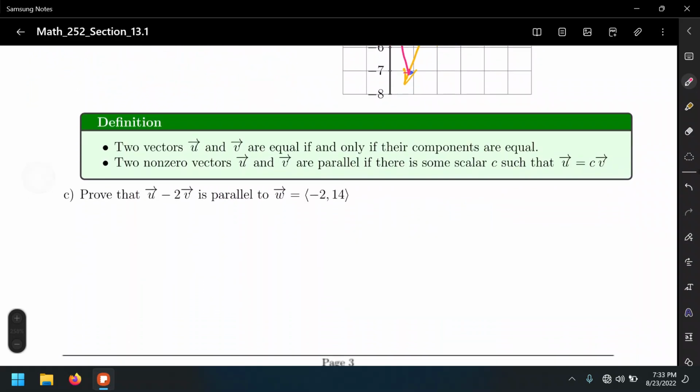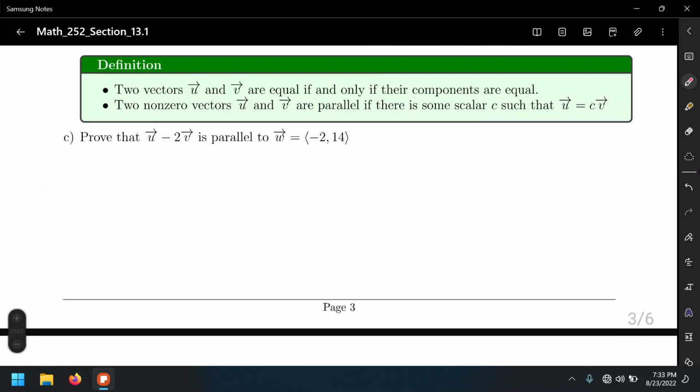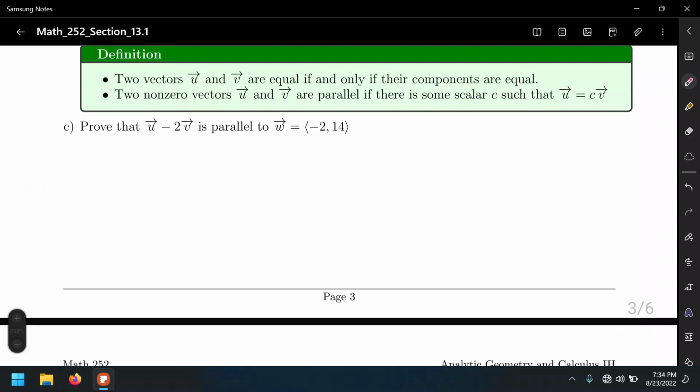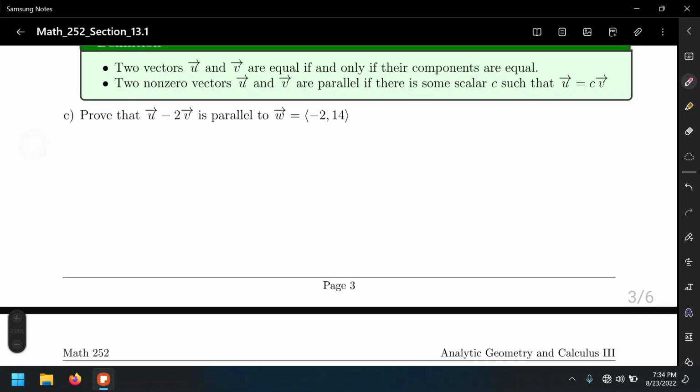All right, so another definition. Two vectors, u and v, are equal if and only if their components are equal. And two non-zero vectors are parallel if there is some scalar c such that vector u equals c times vector v. Well, in other words, we have a multiple of the components of the vector, as we will see in the next example. So in the next example, it's still the same example. It's part C of the same exercise.